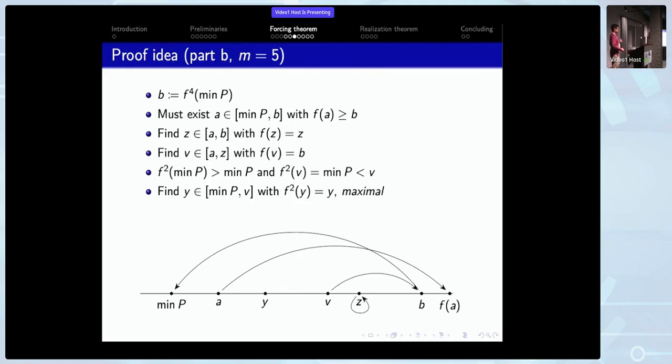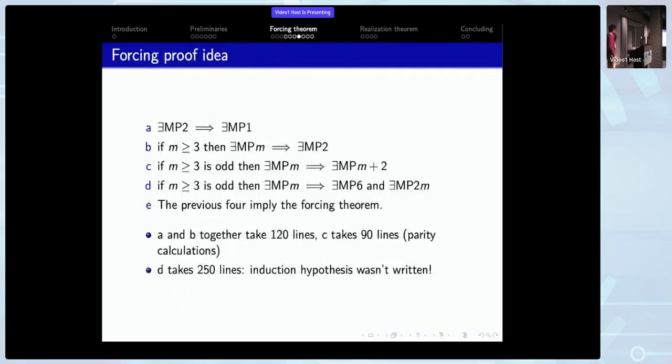But since I know that such a y exists, I'm going to choose the maximal one, and it turns out that that's the right choice. In the paper, I explain why that's the right choice. I'm not going to do it now because everyone will fall asleep. But essentially, this is the right choice, and you can prove it works. So that's what the proof of part B looks like.